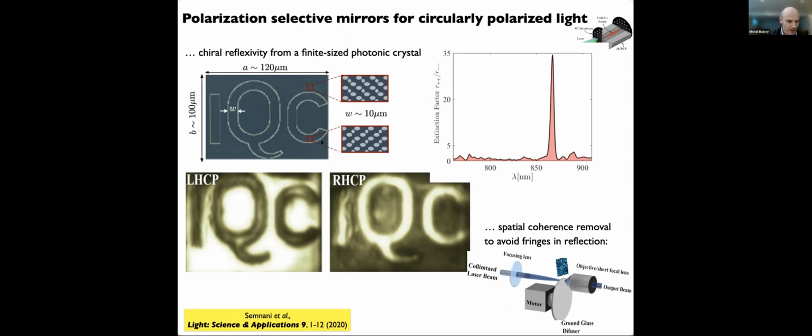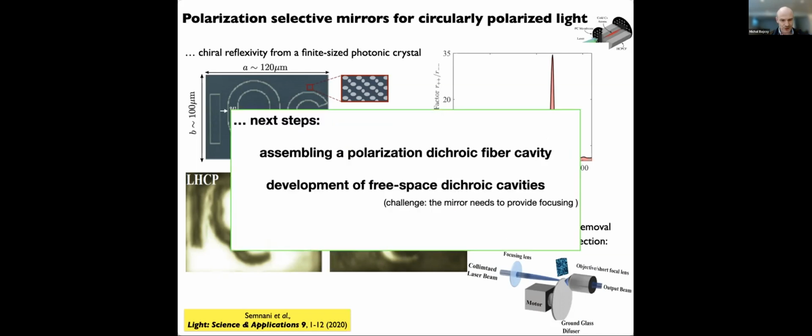The interesting thing here is, in general, when people think about these photonic crystals, they assume they have to be infinite, but it turns out that even regions the size of about 10 micrometers already behave as very good photonic crystals. So next stages, we are playing with assembling these cavities, and we're also trying to develop free space dichroic cavities. But here the challenge is that your mirror needs to also provide focusing. But this is kind of a work in progress.